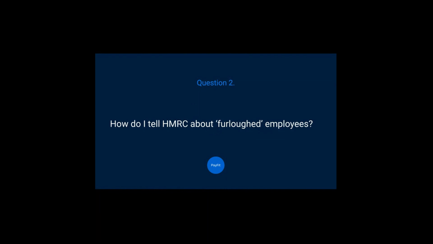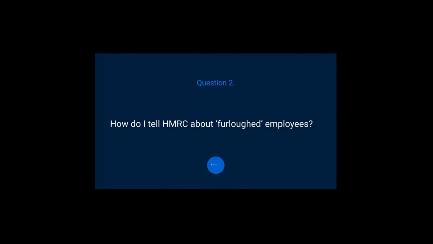The next question is, how do I tell the HMRC about furloughed employees? Now, the HMRC are currently setting up their online system for employers to submit information about furloughed workers and their earnings. We are still expecting this to be live on Monday, the 20th of April. As with any new release of an HMRC feature, I'm sure it would be safe to assume that there may be some teething issues. So just remain patient if things don't go that smoothly with the software or the service on Monday.